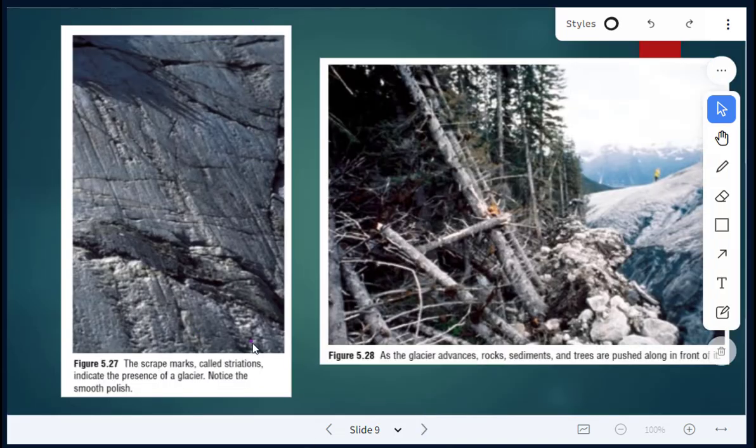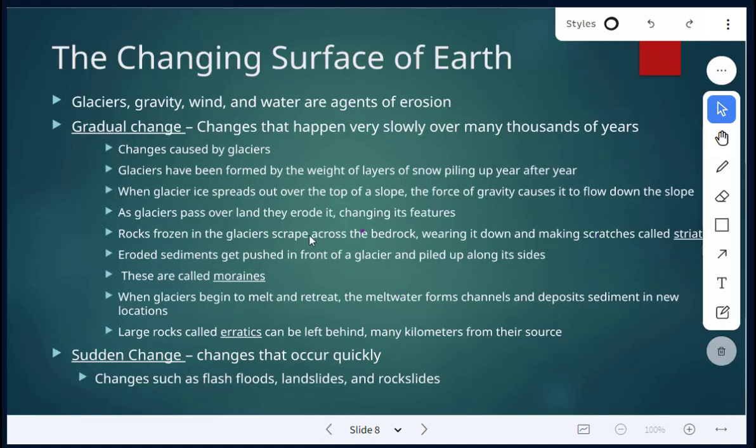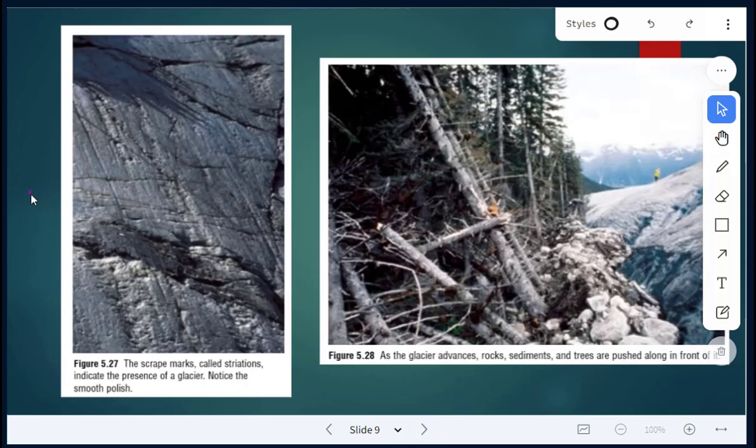This was the example I was showing about striations. Again, when glaciers are scraping across bedrock, they wear it down and make those scratches. That's shown here. Those scrape marks are called striations. They indicate the presence of a glacier. Here, as the glacier advances, rocks and sediment and trees get pushed along right in front of it.